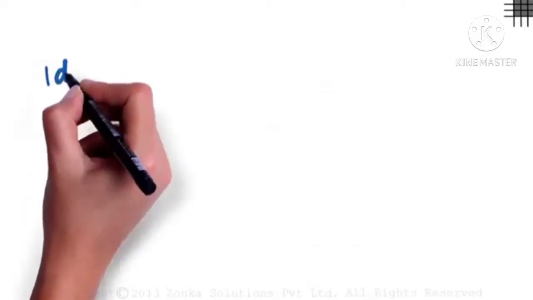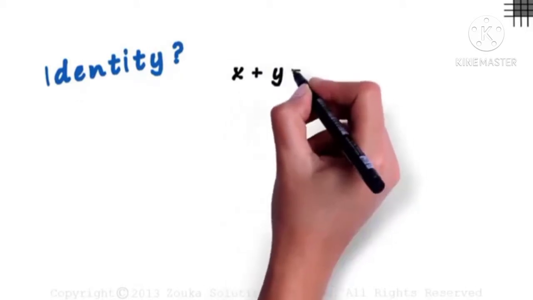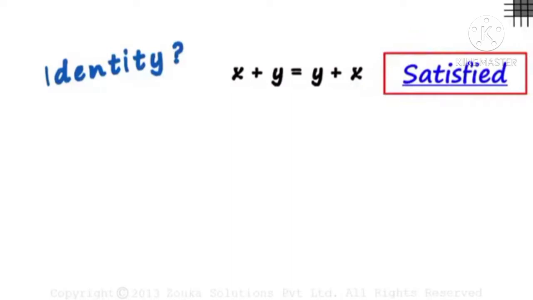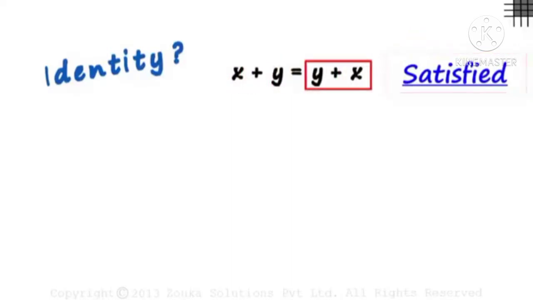Here's a very simple question. What is an identity? Now look at this equation. x plus y is equal to y plus x. No matter what value we take for x and y, this equation will always be satisfied. By satisfied, I mean the left-hand side will always equal the right-hand side.